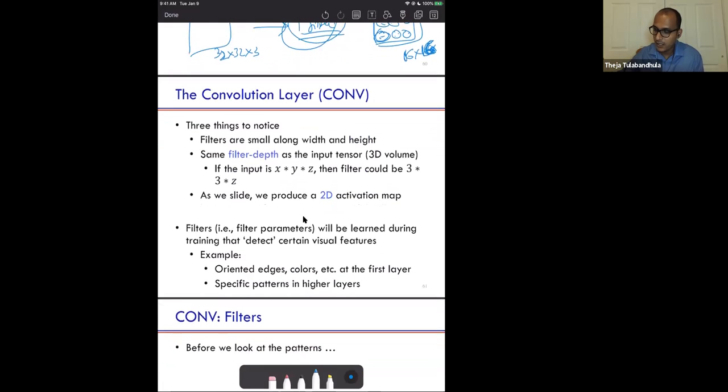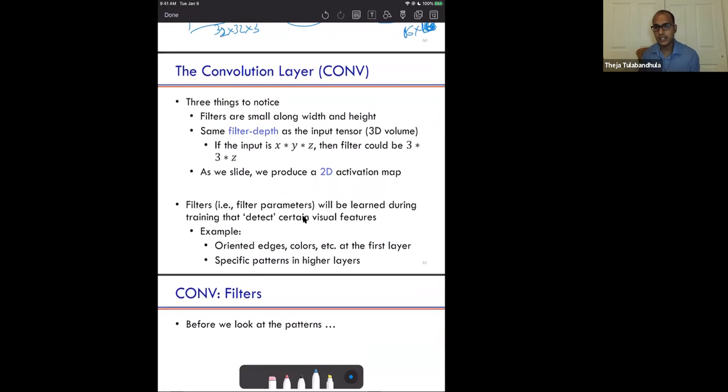Okay. So a single filter produces one matrix. So if I have 10 filters, they'll produce 10 matrices, right? So I can stack those matrices one on top of the other, one matrix per filter. And so I'll get an output tensor whose depth will be just the number of filters.